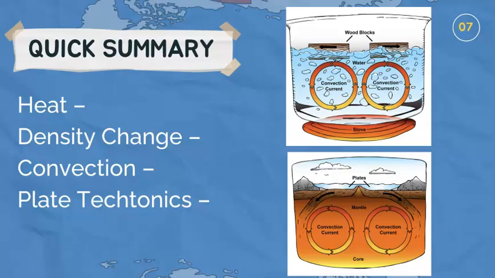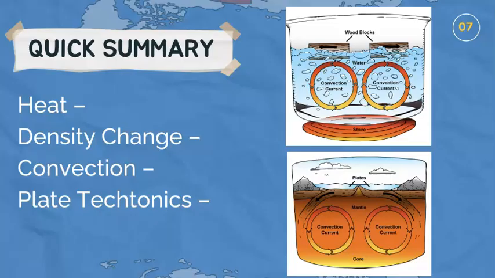So just a quick summary, to sum all of these ideas up into one. Temperature changes density. Density differences cause rising and sinking. That creates convection. Convection drives major Earth processes. So heat leads to density change, leads to convection, leads to plate tectonics.